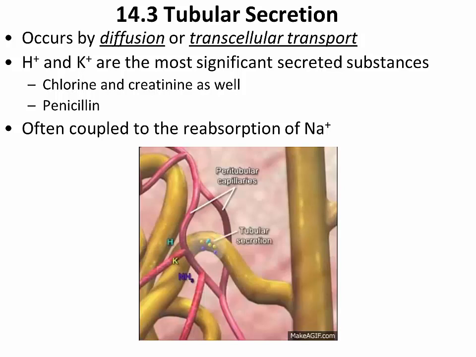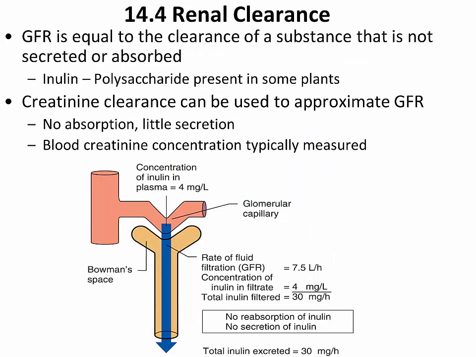Oftentimes, this is coupled to the reabsorption of sodium, and we will look at the details of this in a moment. You may remember it from our earlier discussions of cotransport, but it's not uncommon for tubular secretion to be coupled to the reabsorption of sodium. In section 14.4, we talk about this interesting method of measuring the glomerular filtration rate. And what we see is that the glomerular filtration rate is equal to the amount of substance that leaves the body in urine that's not secreted or absorbed.